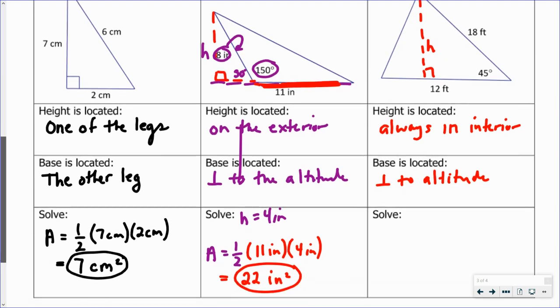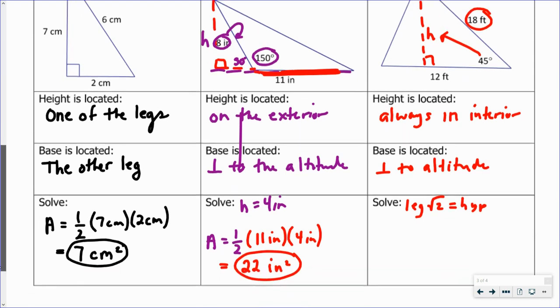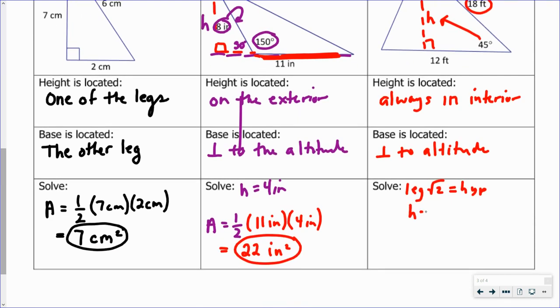So in this case, to solve this problem, we actually need to determine the height. The height is a leg of a 45, 45, 90 triangle, and we know that the hypotenuse is 18 feet. In a 45, 45, 90, the leg times the square root of 2 equals the hypotenuse. So the height times the square root of 2 equals 18. Here we're going to divide by the square root of 2 and rationalize, and that ends up being h equals 9 root 2.